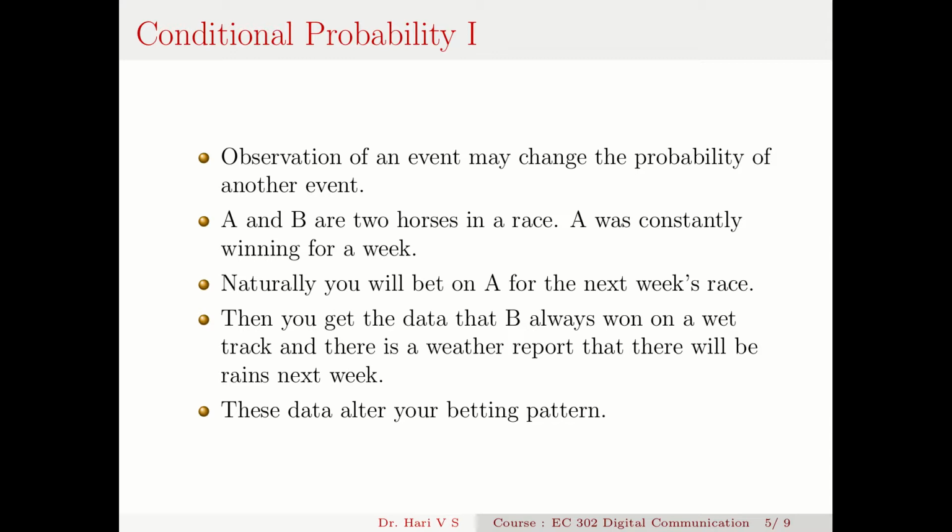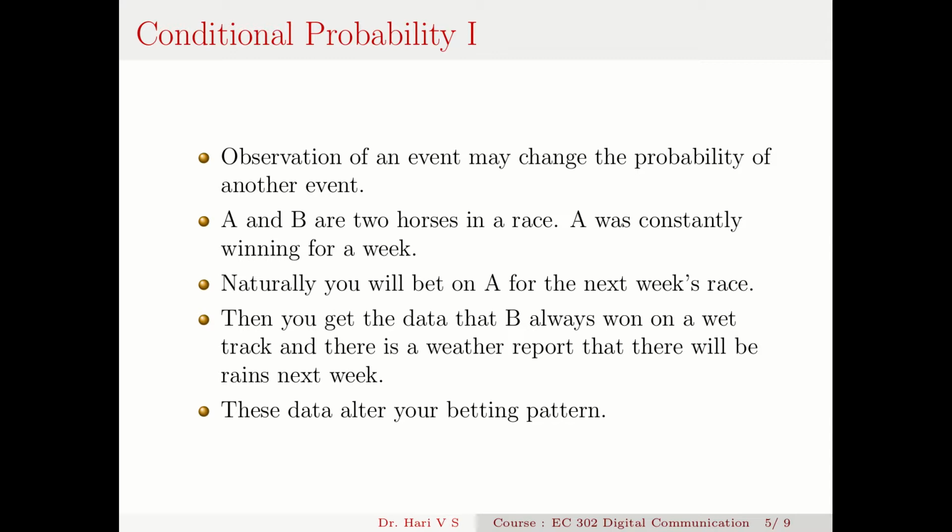So you will tend to change your decision. Instead of betting on A, you are likely to bet on B, because the probability of B winning has now been altered. Such data alter your betting pattern, and likewise in your receiver, if you don't have any received signal, then you have a total ambiguity about the transmitted signal.